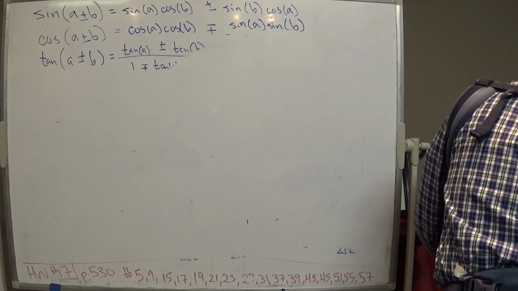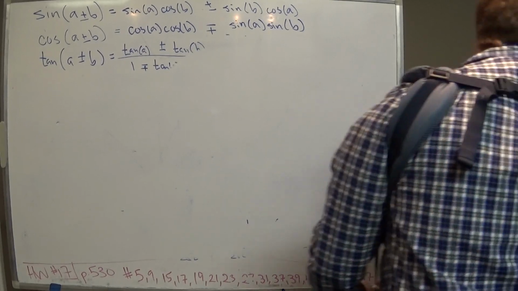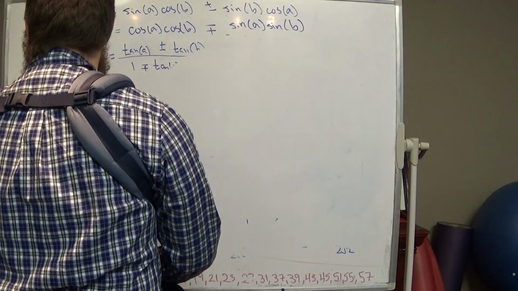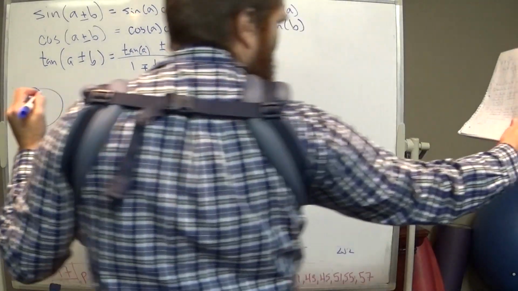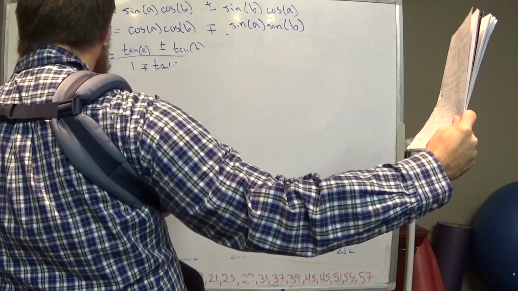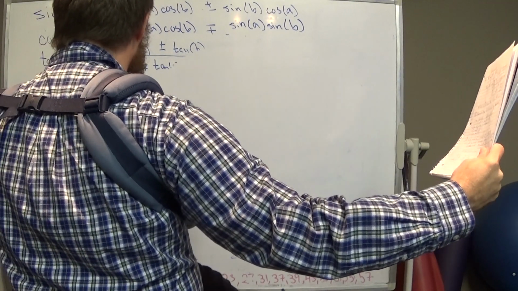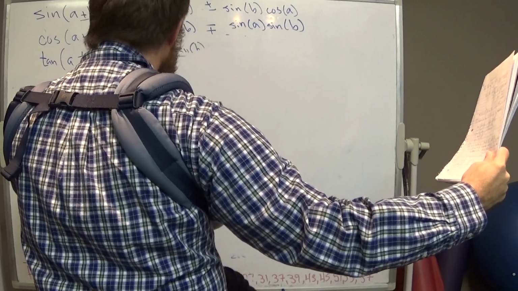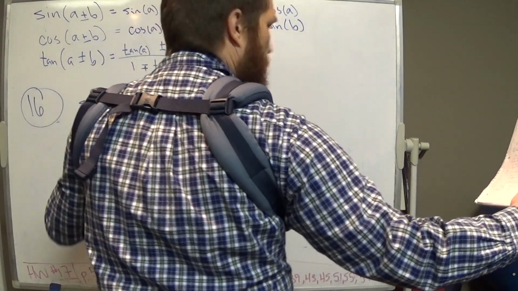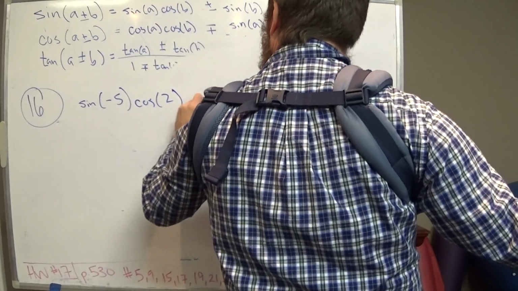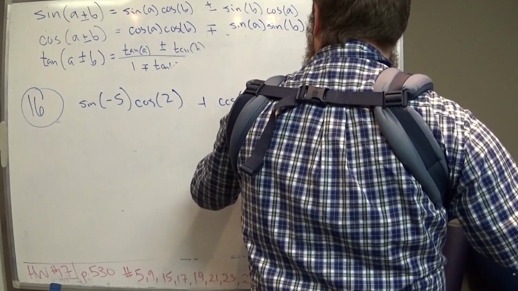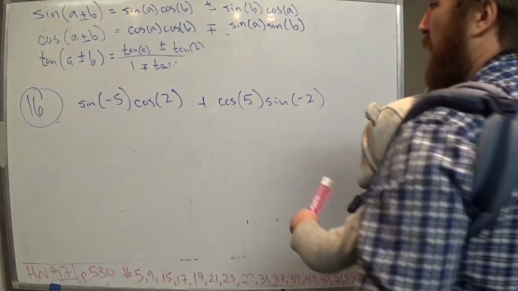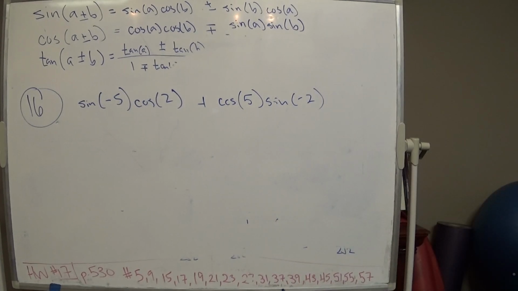Number 16. It says, express as a trig function of one angle. And it gives you this. I'm trying not to hold this because the guy's going to grab it. So, sine of negative 5 cosine 2 plus cosine 5 sine negative 2. Oh, the negative can come out. Wait. You could take out the negative.